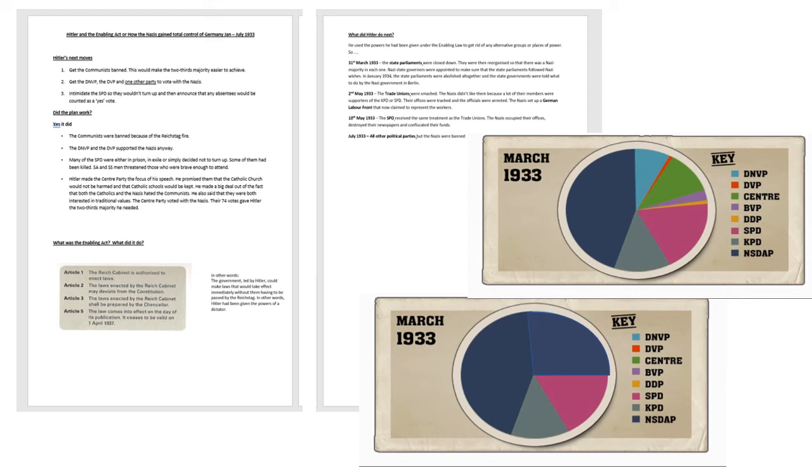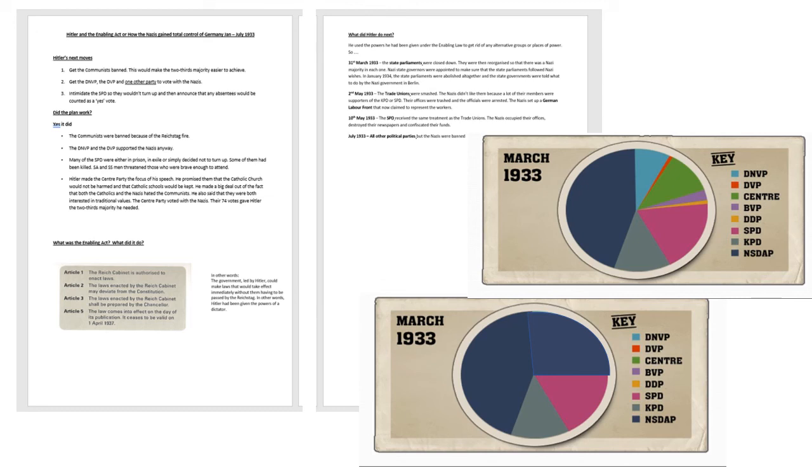Hitler knew certain states weren't very pro-Nazi. He didn't want Germany to continue as a federal system where there could be anti-Nazi governments in place. So he got rid of that system. On the 2nd of May 1933, the trade unions were smashed. The Nazis didn't like them because a lot of their members were supporters of the KPD, the communists, or the SPD, the socialists. Their offices were trashed and the officials were arrested.